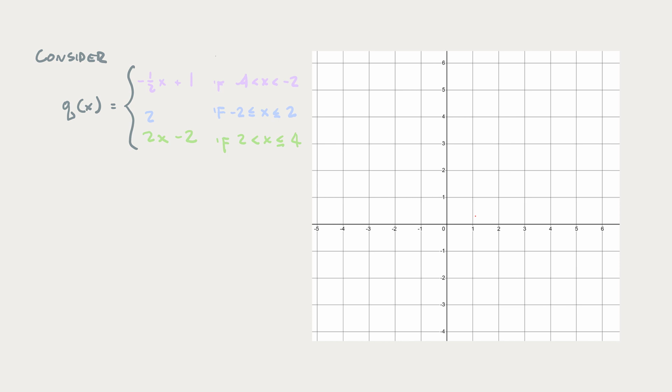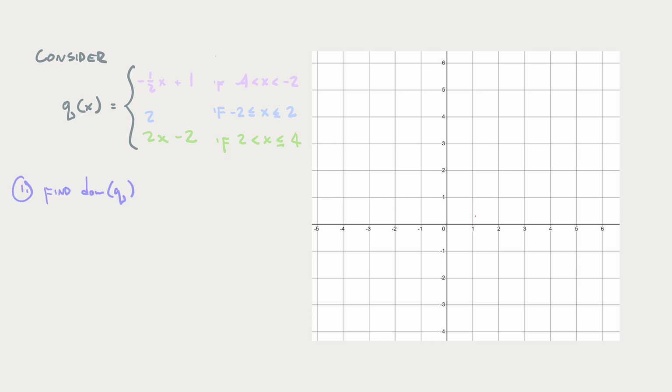So let's consider q of x. It's defined by 3 different functions on 3 different intervals of the Cartesian plane. We've got -4 to -2, -2 to 2, and 2 to 4. Those are the 3 different intervals for which we're going to be graphing, or really doing all the things that I just mentioned in the previous slide.